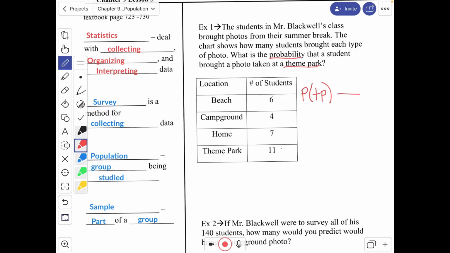Well, I can see that theme park was 11, but for a fraction, I'm going to need a total as well. So I need to add all of these up. And if I add them up, I get 28. So the probability of getting a theme park picture is 11 out of 28.